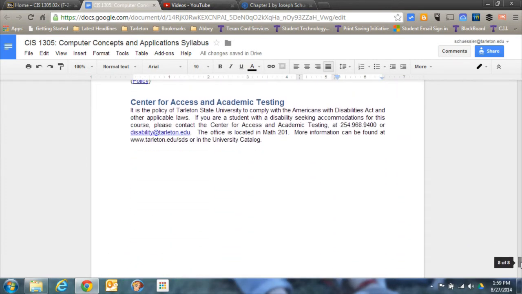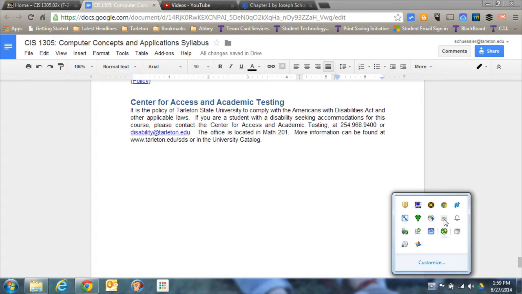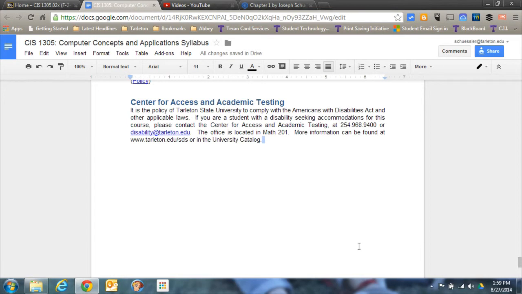Lastly is the Center for Access and Academic Testing. If you need some sort of an accommodation, realize I cannot give that to you. That is something that is done at the university level. That is their job over there, is to do this, and they will issue you a letter, and I'm going to follow the advice of whatever that letter happens to say.